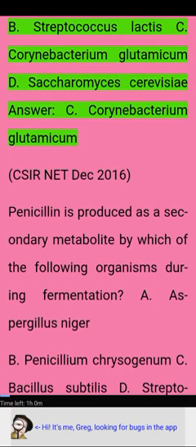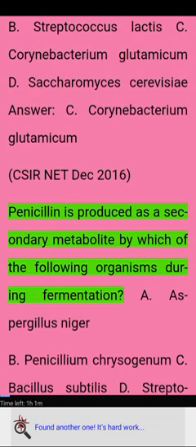CSIR NET Dec 2016. Penicillin is produced as a secondary metabolite by which of the following organisms during fermentation? A. Aspergillus niger.